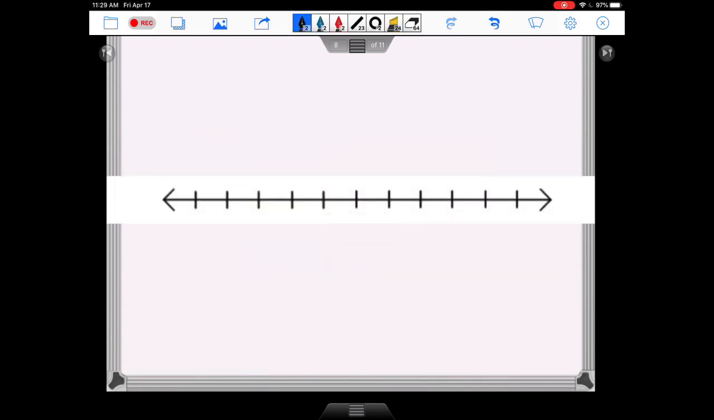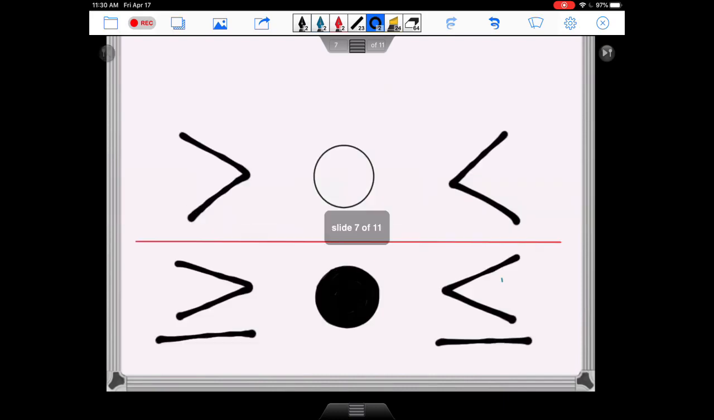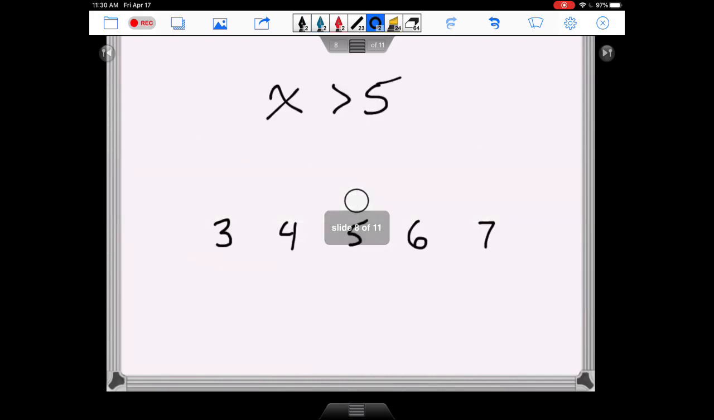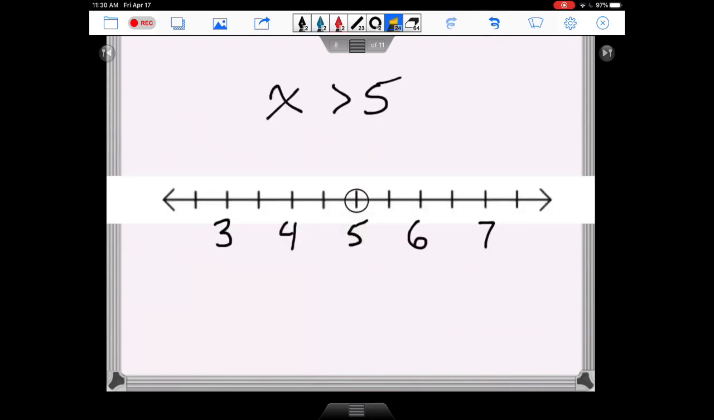So I have a number line in front of me, and let's keep these pretty simple since we're just talking about graphing them. Let's say we have something like x is greater than 5. Then I would put 5 right in the middle, and then we can go 6 and 7 and 4 and 3. Okay, so here's my number line. Here's how we're going to do this. We're going to put a circle at 5. Now, is it going to be open or closed? Well, remember, because we just have the greater than, we get an open circle. So we're going to leave it open.